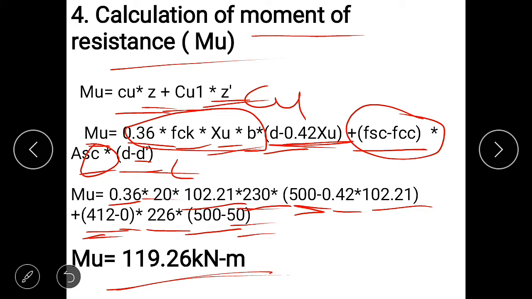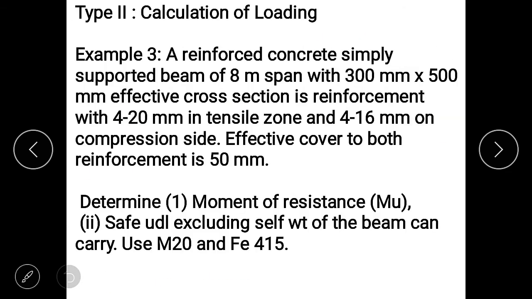Now we take another example, type 2, to calculate loading. Calculation of loading means W. We have to find the load W dash or W. Calculate loading on the beam. So example number 3.